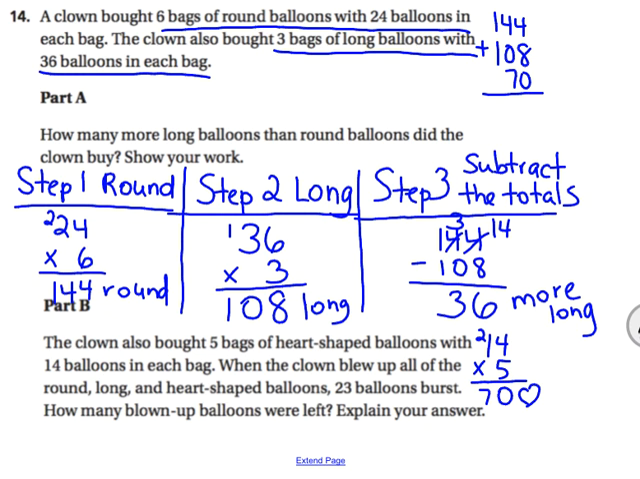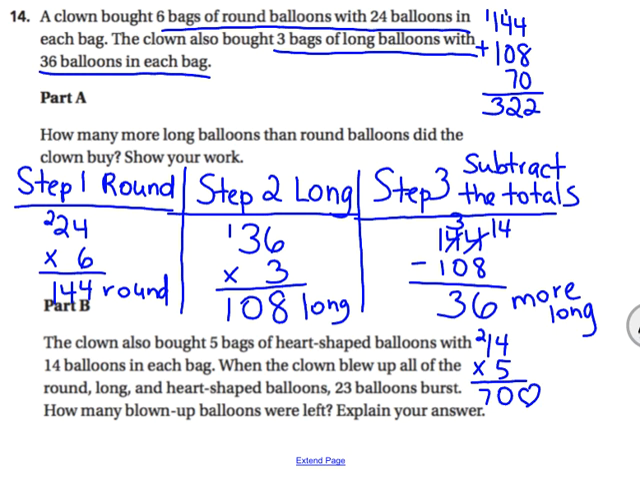8 and 4 is 12. 4 and 1 is 5. 5 and 7, 12. 1, 2, 3. So I do have a total of 322 balloons, okay?